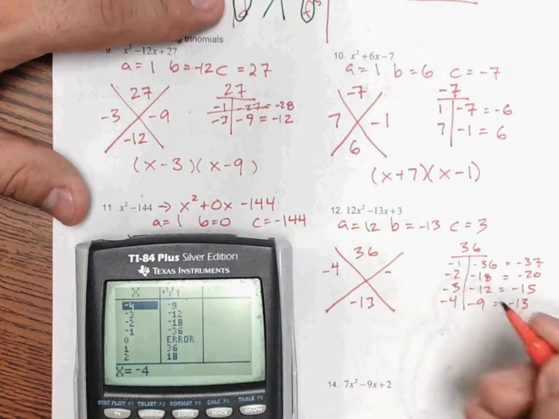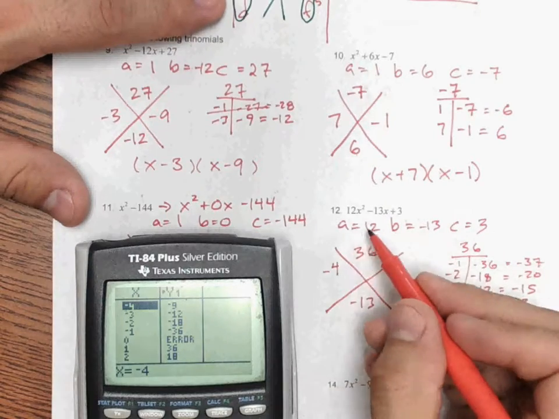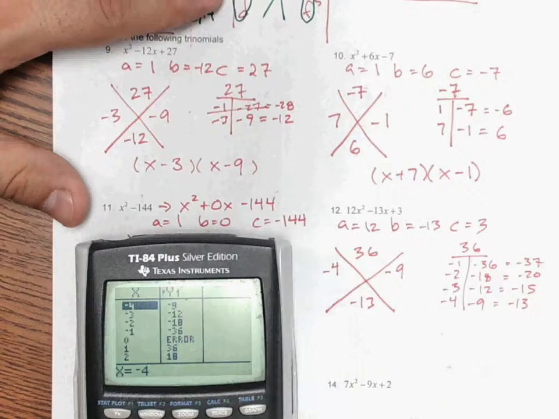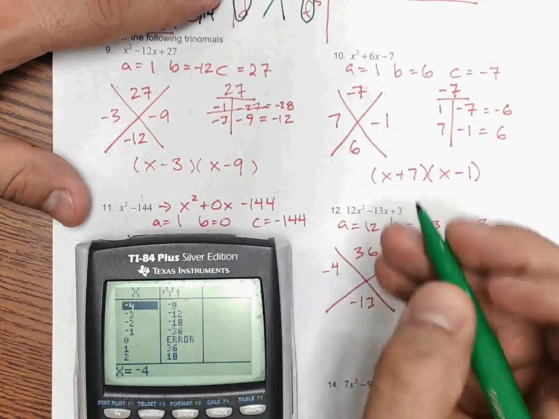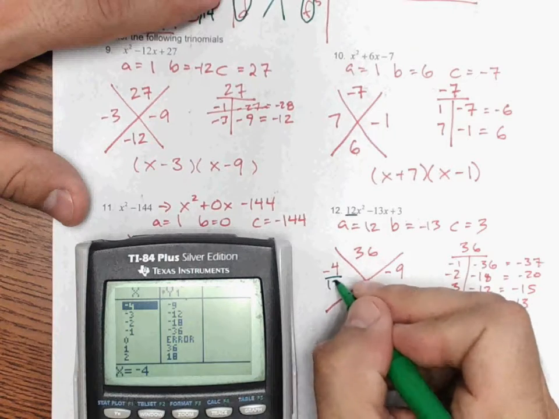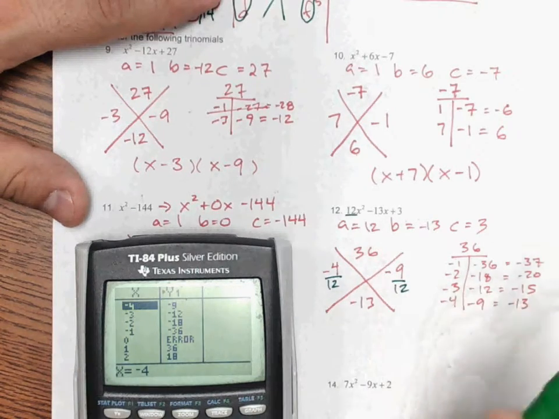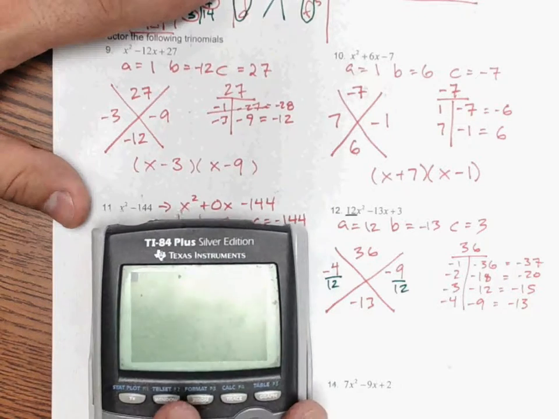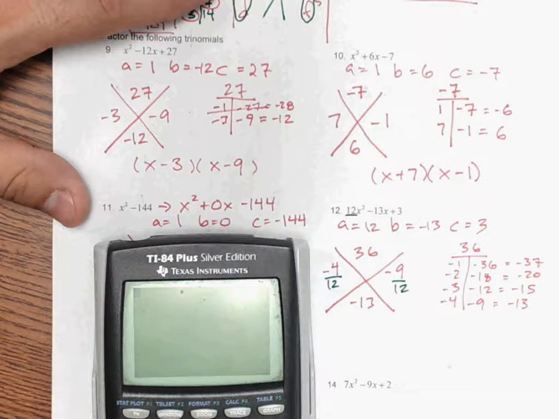Remember, when you have an A that is greater than 1, you want to leave a little space here because we're going to go bottoms up. Right, so to do bottoms up, you're going to take this term, the 12, and put it underneath. Then you want to reduce. Now, if you're having trouble reducing fractions, just use the calculator. I'm going to plug in negative 4 over 12.